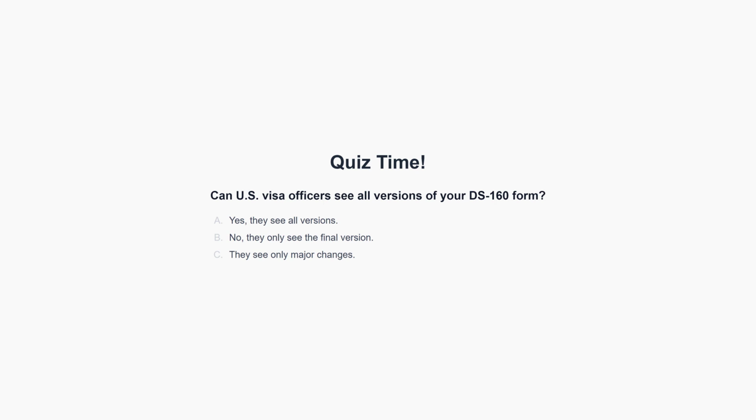Now it's quiz time. Can U.S. visa officers see all versions of your DS-160 form? Is the answer yes, they see all versions? No, they only see the final version. Or they see only major changes? You may pause the video now to think about the answer, and we'll discuss it in the next section.